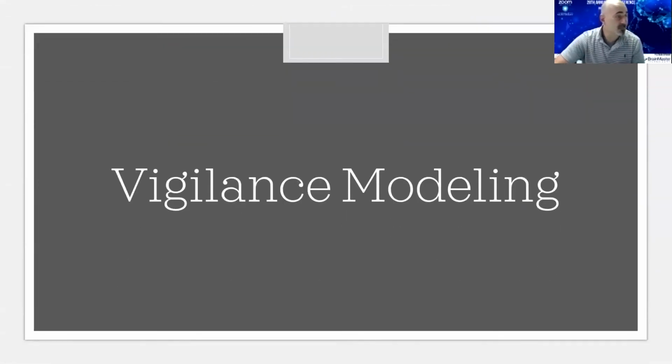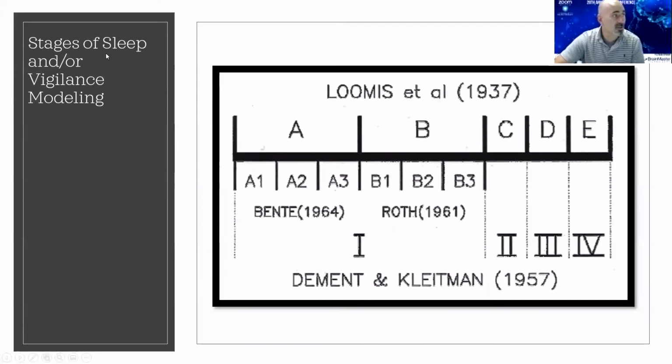Vigilance modeling. So stages of sleep and vigilance. When we talk about sleep, this comes from Dement and Kleitman back in the 1950s. Stage 1 is really quite awake, generally, not always. Stage 2, here we're talking about sleep. Stage 3, deeper. Stage 4, even deeper. And when we speak about vigilance modeling, this comes from the work of Bente and Roth in the 60s. And here we're looking at A1, A2, A3, B1, B2, B3, and then a transition into stage 2 sleep.